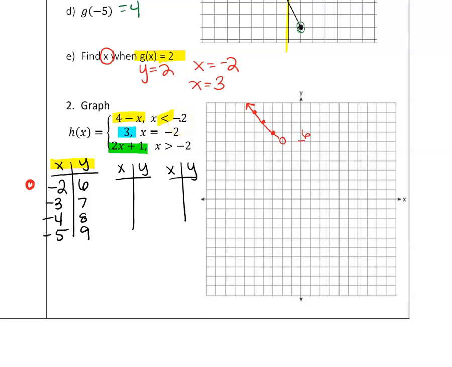Now next is when x equals negative 2. So that would imply a closed dot. We're going to have a y value of 3. So that's just a point. So at negative 2, I'm going to be at 1, 2, 3. Closed, which is good because then we're still a function because this is open and this is closed.